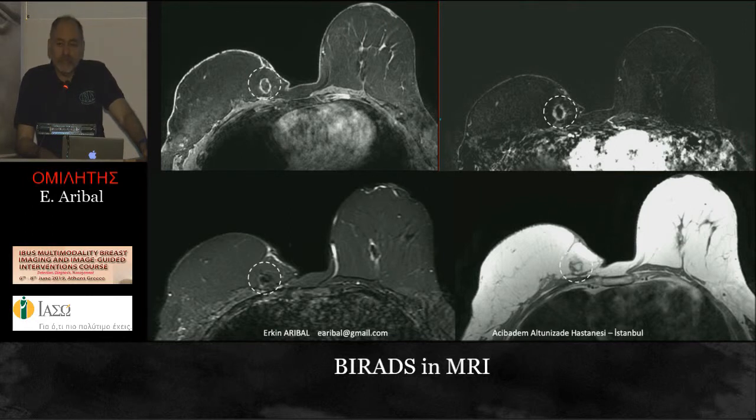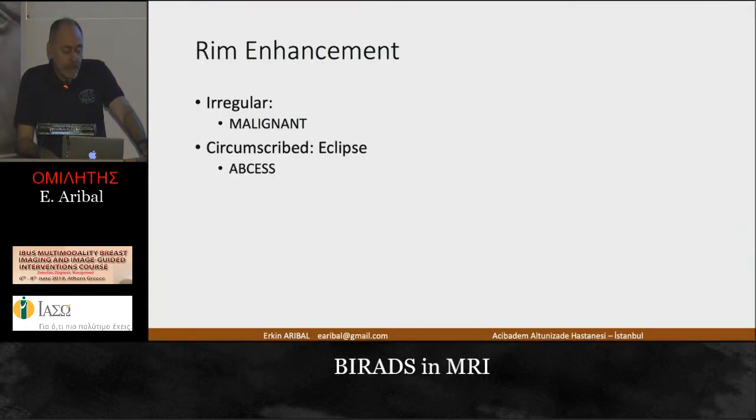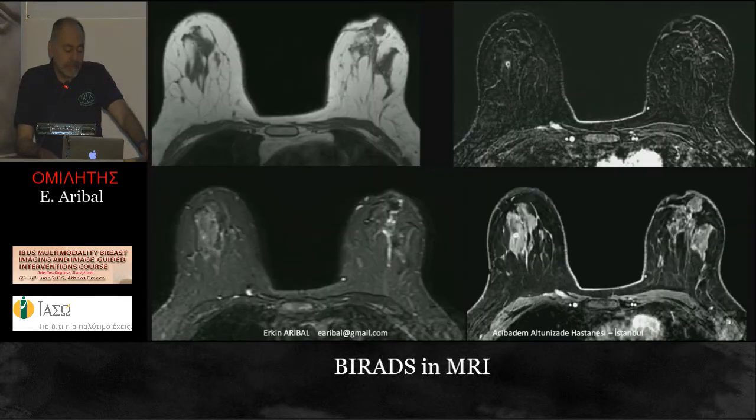In the TRAM flap, it's a flap after the mastectomy, and this is the fat necrosis. So rim enhancement, if it shows irregularity, is mostly malignant, but if it's circumscribed, it looks like an eclipse. It's the abscess. Here is a case. It's a very small one with rim enhancement here. On T2 weighted images, you see a white central intensity, but around there is an irregular contrast enhancement, a very small cancer.